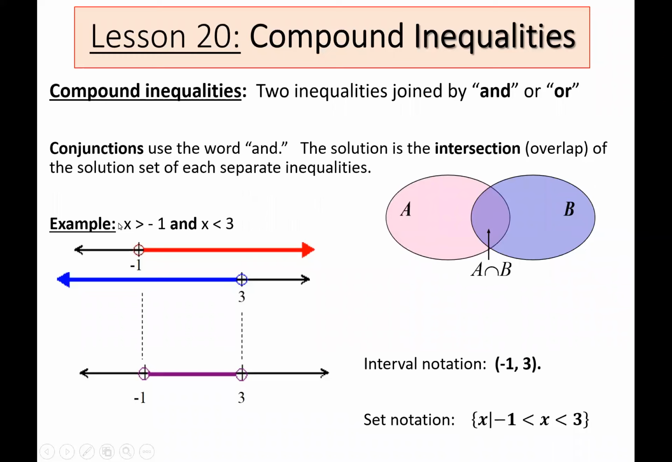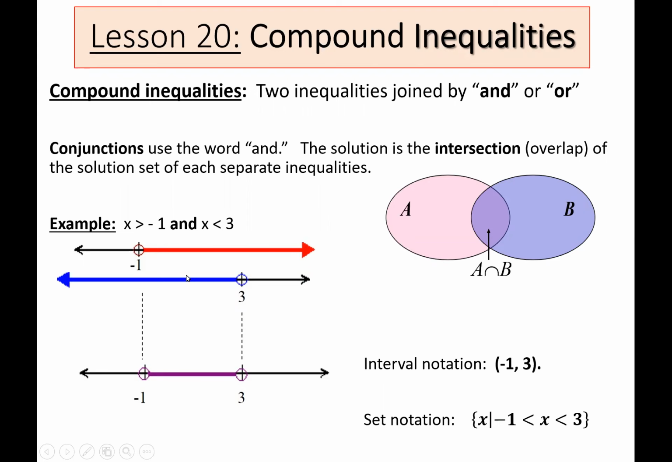So for example, x is greater than -1 and x is less than 3. What's graphed here is two different number lines. The first one has a red arrow pointing to the right. So x is greater than -1. That represents all the numbers that are greater than -1, so they're to the right of -1 on the number line, and that arrow points to the right. This list goes on forever.